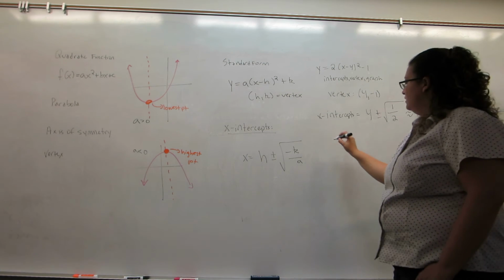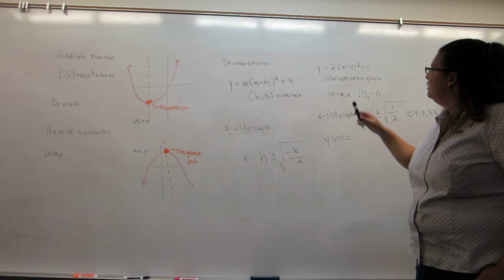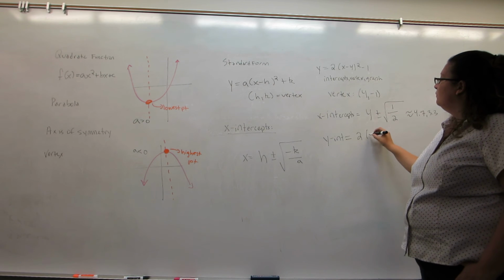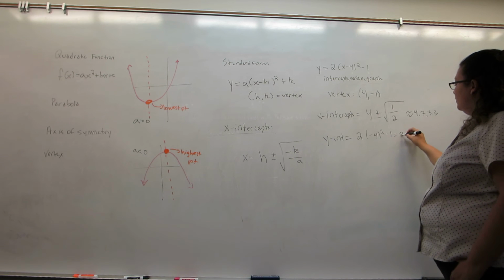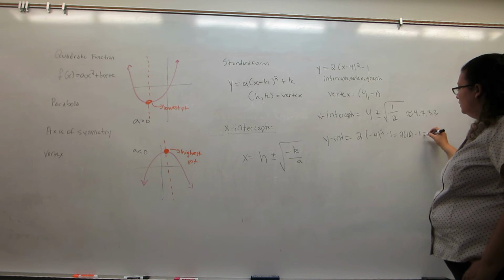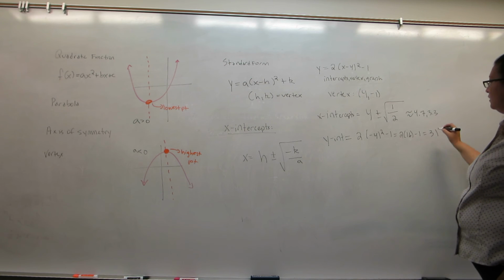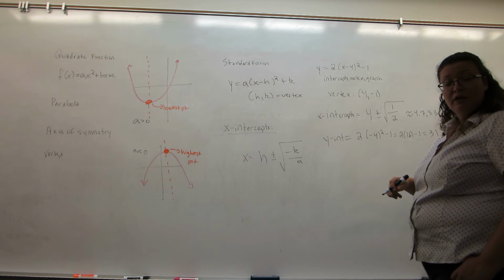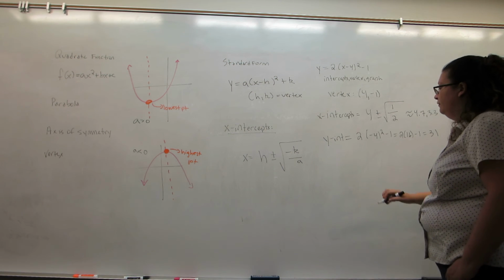To get the y-intercept, we do the same procedure we've always done. Plug in x equals 0. -4 squared is 16. So twice 16, 32, minus 1 gives me a y-intercept of 31. This means it's such a big number, it's probably not going to appear on my graph.